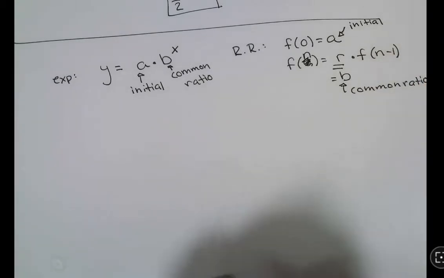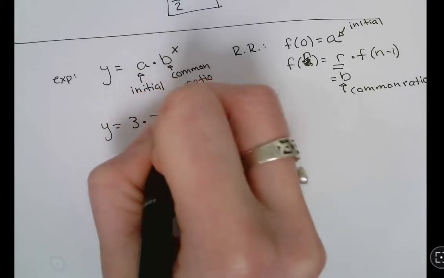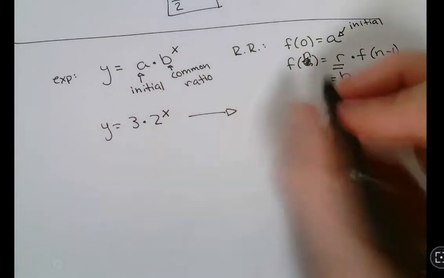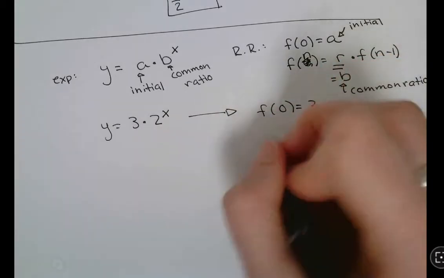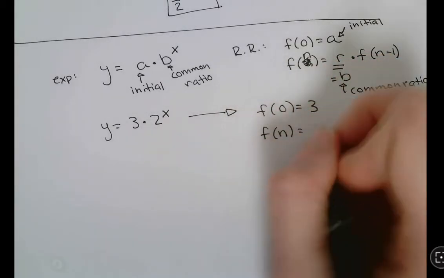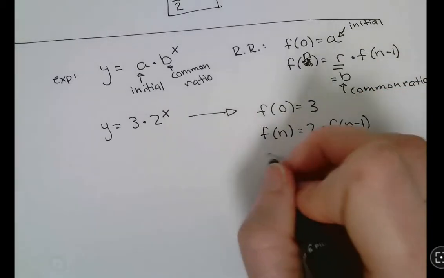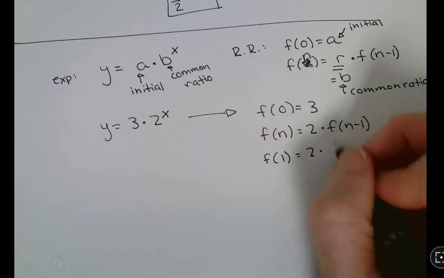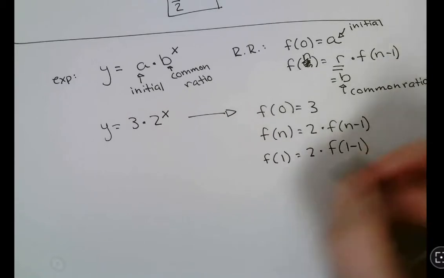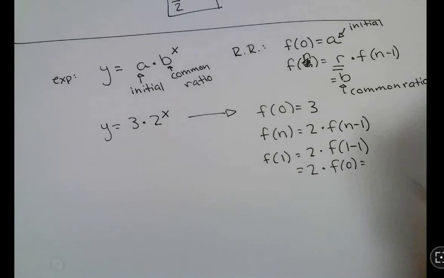So if I said we know that y is equal to 3 times 2 to the x, my recursive rule would be f of 0 is equal to 3, and f of n would be equal to 2 times f of n minus 1. What that's saying is if I wanted to know f of 1, I would do 2 times f of 1 minus 1, which is 2 times f of 0, which I know is 3, so this is actually 6.